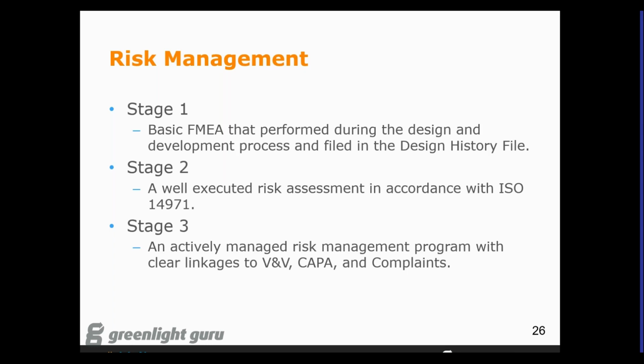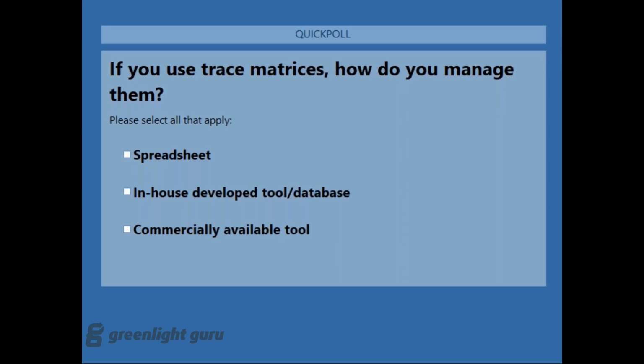With that, we have our third and final polling question. So I'll hand that over to Nick. All righty, Jim. So everybody should see the third question up on your screen now. If you use trace matrices, how do you manage them? Spreadsheets, in-house developed tool or database, or a commercially available tool, something like Greenlight Guru?